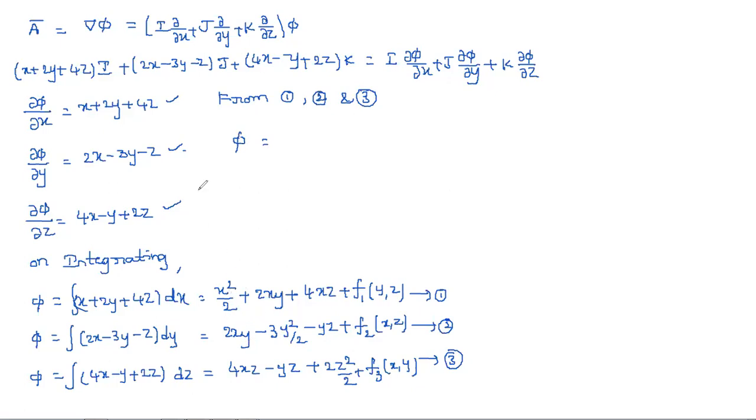Phi is nothing but, first we need to write the separate terms: x squared by 2, next minus 3y squared by 2, plus z squared by 2 from the two terms, both will combine. Next, the common terms you can write now: 2xy is common. And next, 4xz is there, minus yz. And plus a constant, you can write plus constant.